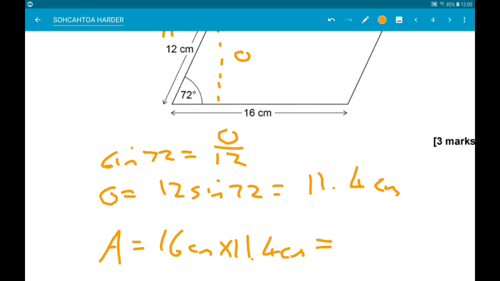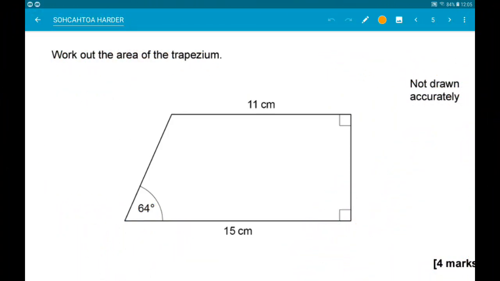And that gives us 182.4 centimeters squared. Number 3, work out the area of this trapezium.